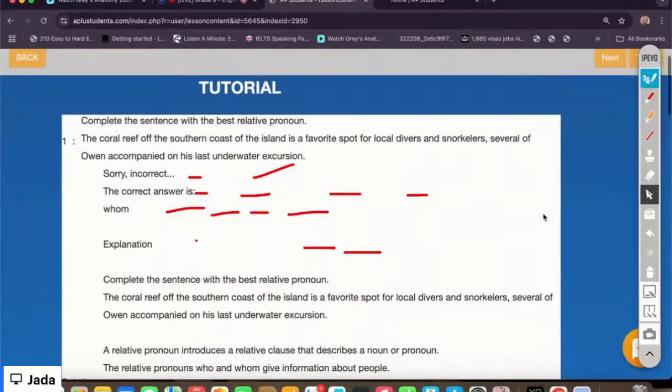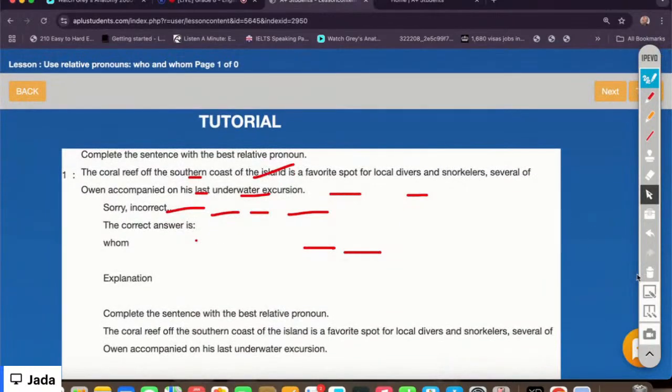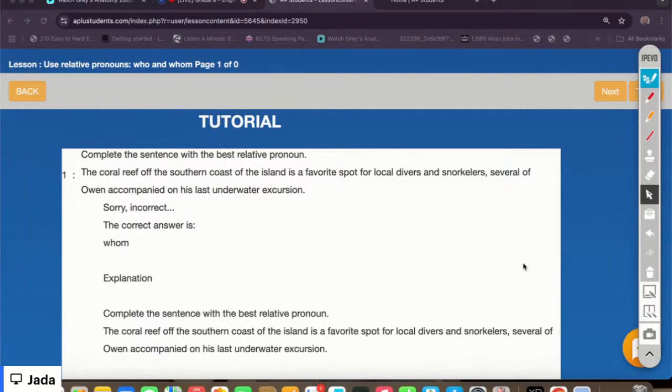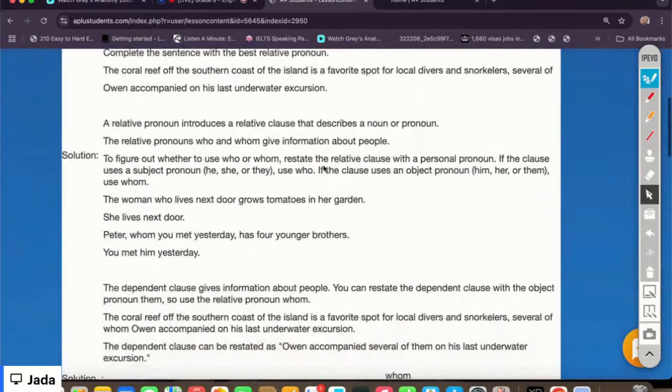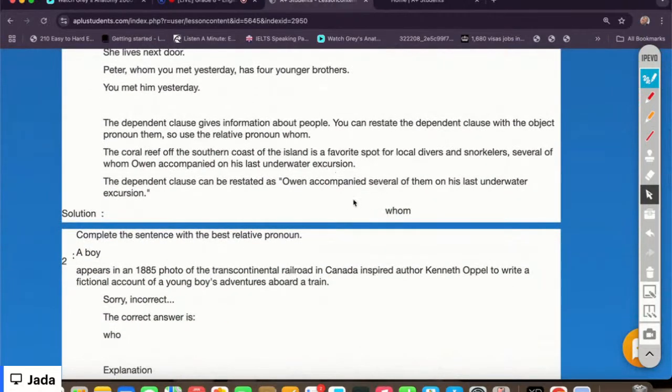So let's look at some examples. The coral reef off the southern coast of the island is a favorite spot for local divers and snorkelers. Several of whom Owen accompanied on his last underwater excursion. So several of whom, yes, Owen accompanied on his last underwater excursion. So Owen accompanied several of them, okay? Several of them.